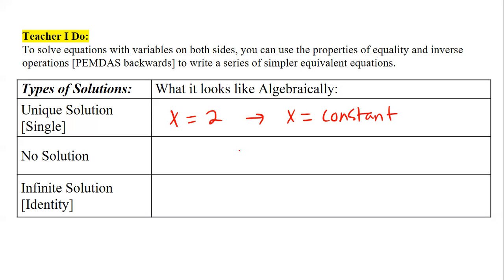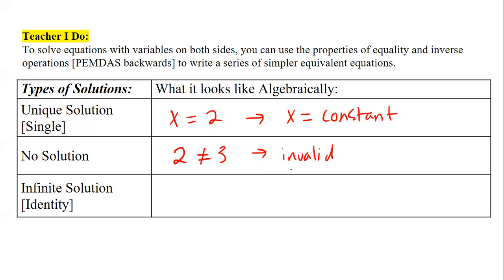All right. A no solution situation happens when you have an invalid statement. So for example, I do all of my work and it comes down to 2 does not equal 3. This is an invalid statement. So therefore you have no solution.